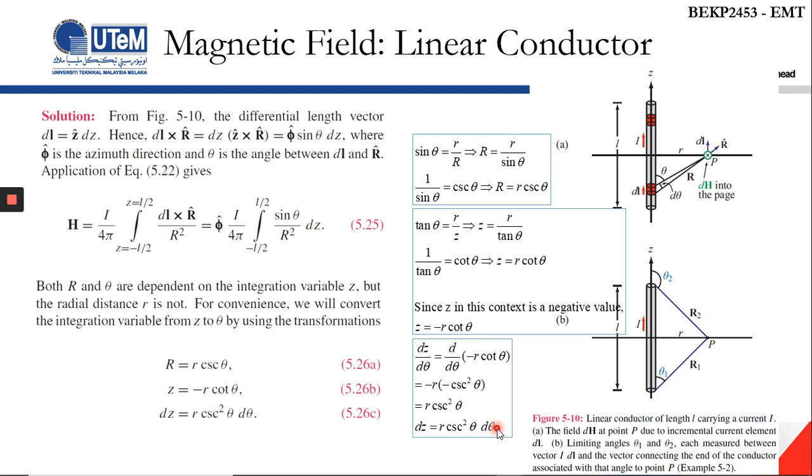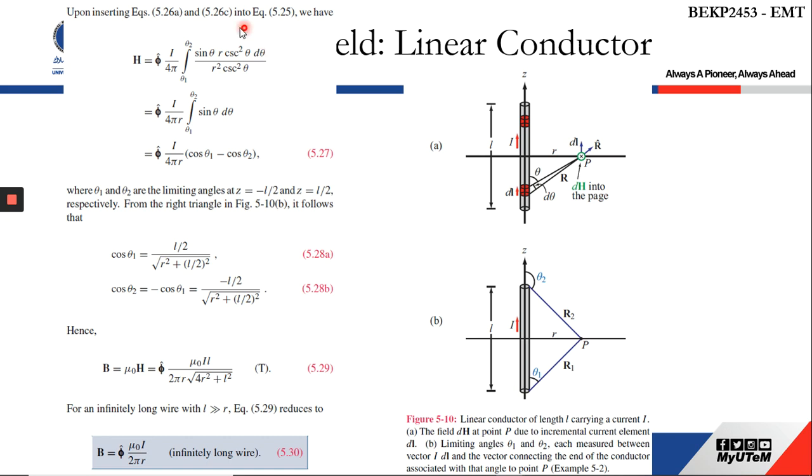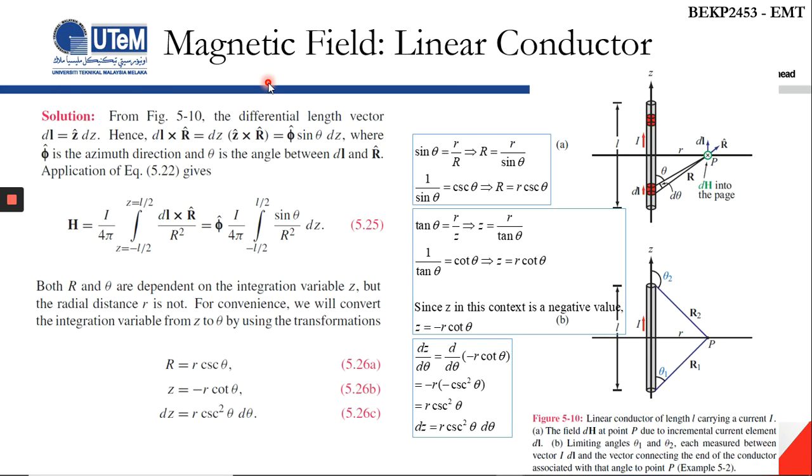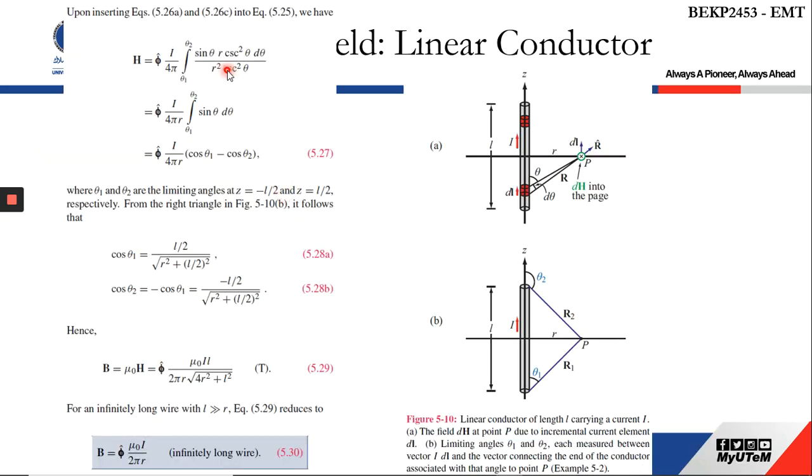Now remember, what we want to do is calculate H and B. We've already done the transformation. We replace the respective values into the equation that we have gotten earlier. If we go back, we have sine theta dz divided by R squared. So these are the values. dz is equal to R cosecant squared theta d theta, and the magnitude of capital R squared is r squared cosecant squared theta. Now it's convenient because cosecant squared theta cancels, and r divided by r squared gives us 1 over r.